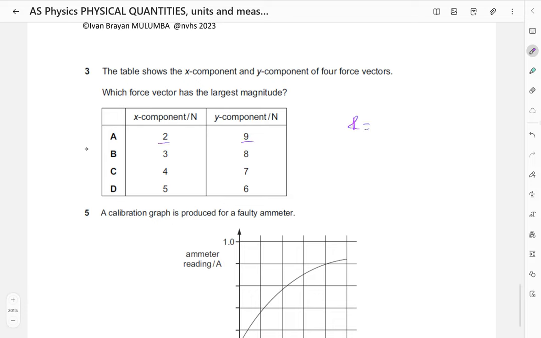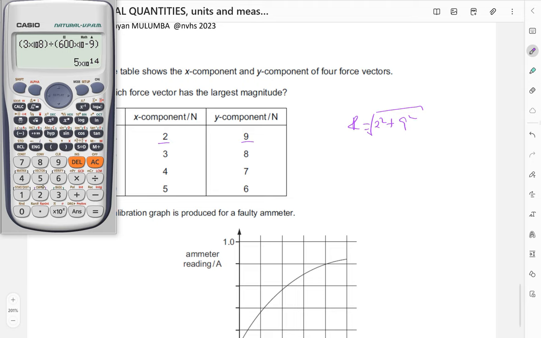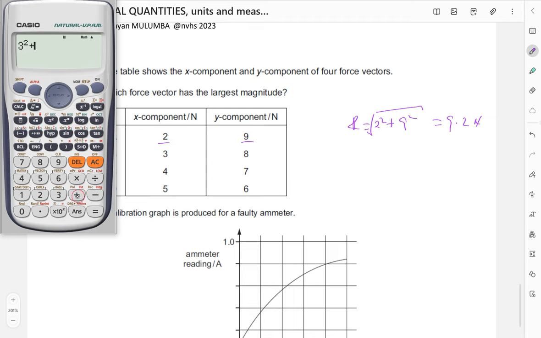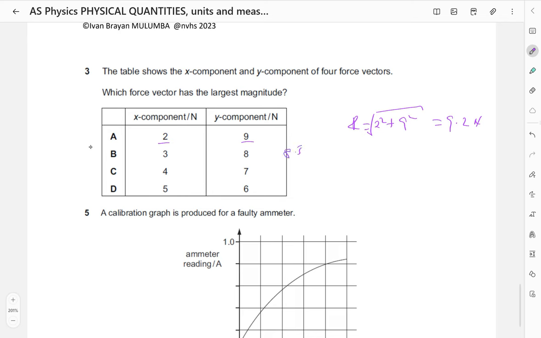So the resultant is going to be the square root of 2² + 9². 2² is 4 + 81 under the square root. So that is equal to 9.2 newtons. Then we have 3² + 8² under the square root. So here it is 8.5.